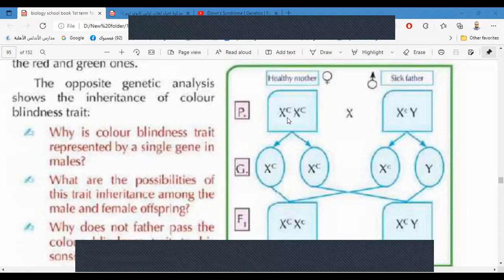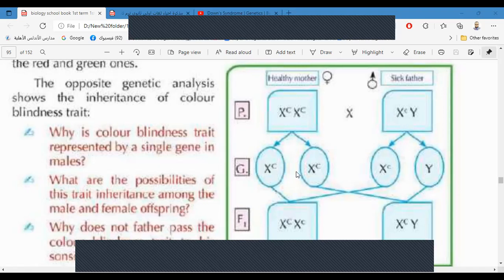So here we have a healthy mother, who carries X^C X^C, and the sick father has color blindness. He has X^c Y. Small c means that he has color blindness. The father is sick, but the mother has X^C X^C, so she is healthy. Now, the father will pass this gene, small c, to his daughters only, not to his boys.